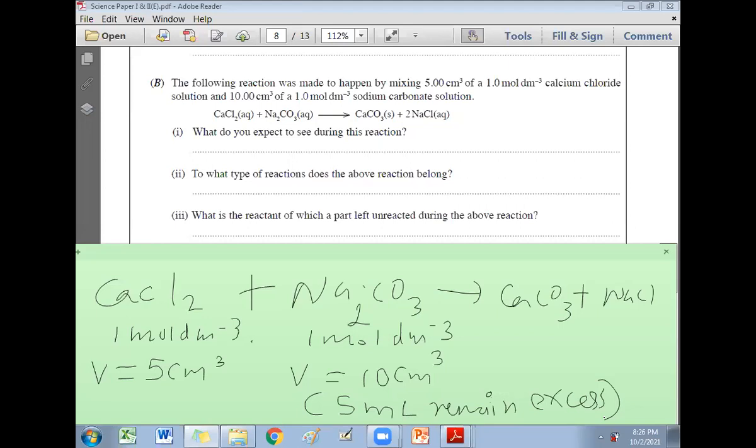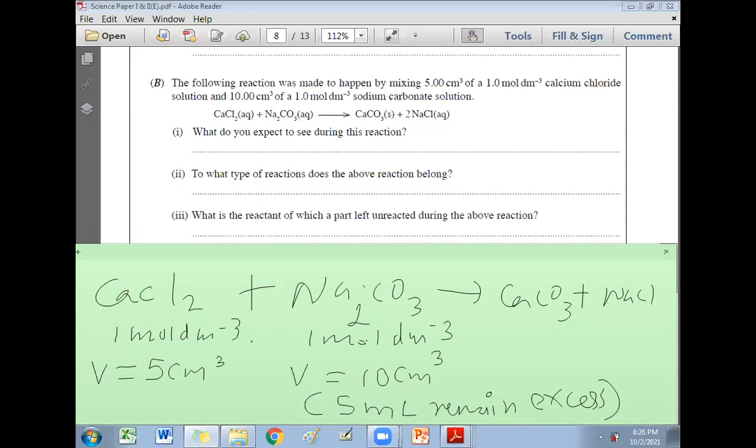So what is the reactant which is left unreacted? Underline the words 'left unreacted'. What is the most important keyword here? Left unreacted. Who will be left unreacted? Sodium carbonate. Look at the equation. Sodium carbonate here.